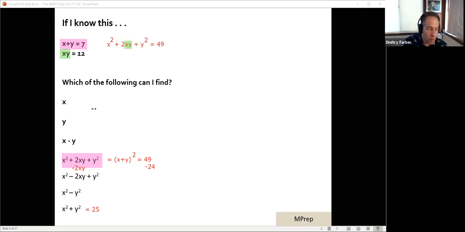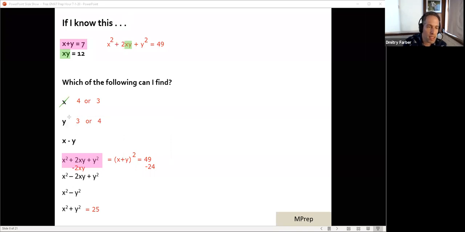So I know that they're 4 and 3, and I even know that they're complementary. In other words, if x is 4, y is 3, and if y is 3, x is 4. Like, I know that, but I don't know which is which. So I can't find x and I can't find y.